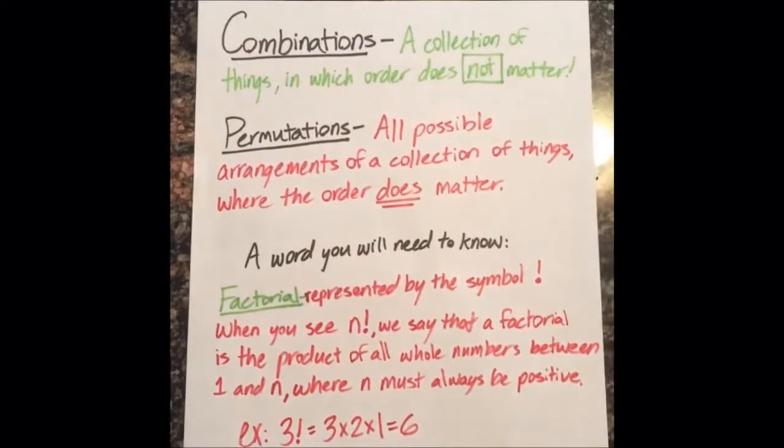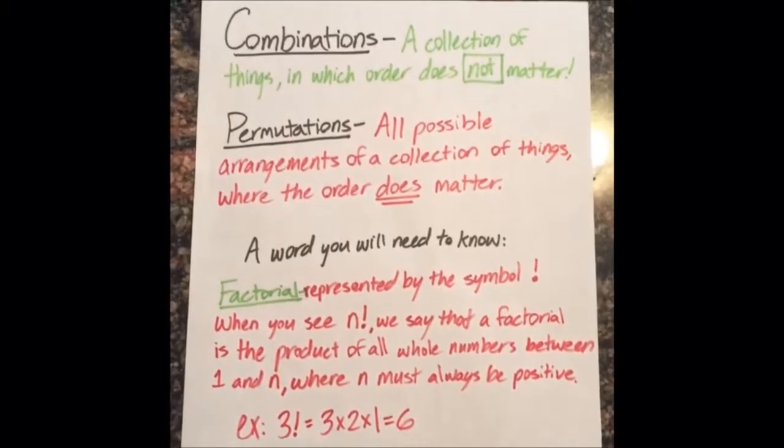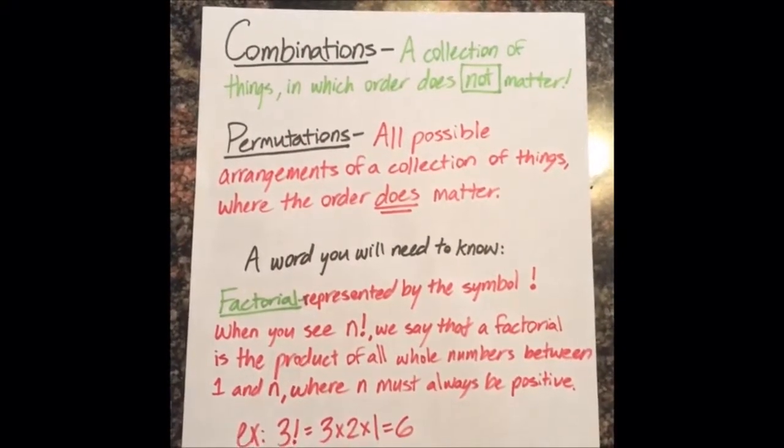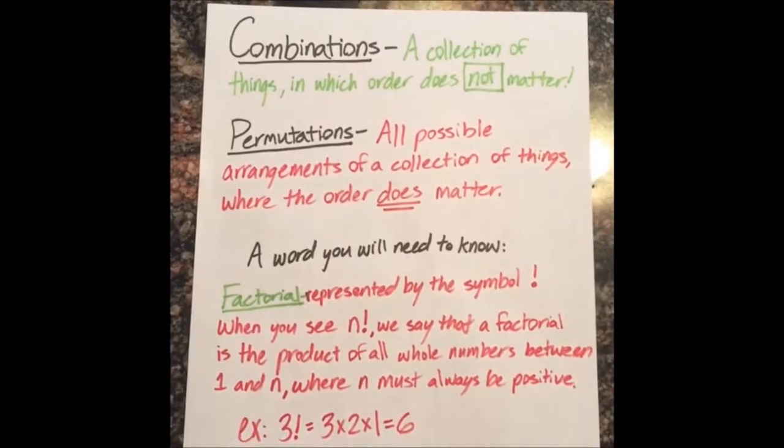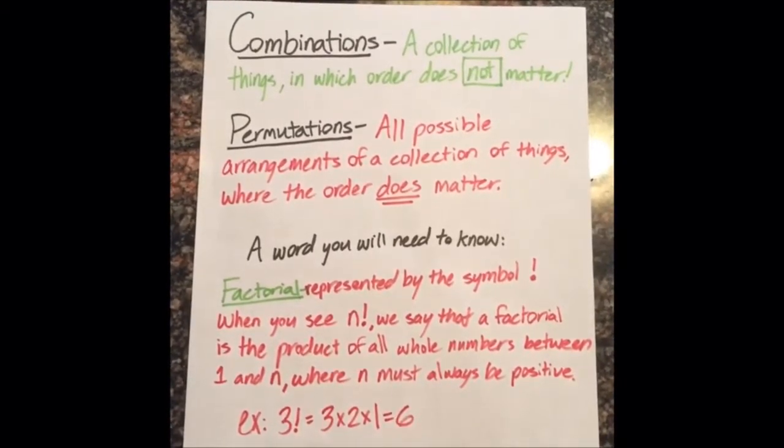In this lesson, we're going to be talking about combinations and permutations and how to solve them. First, a combination is a collection of things in which order does not matter. A permutation is all possible arrangements of a collection of things where the order does matter.